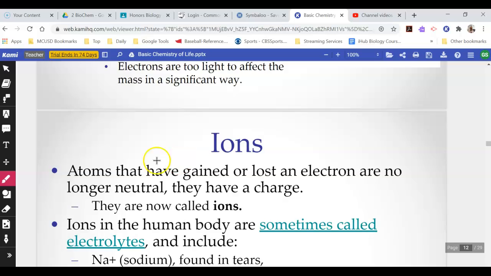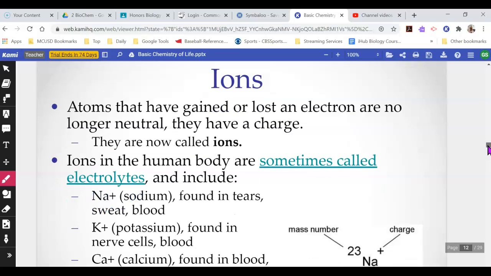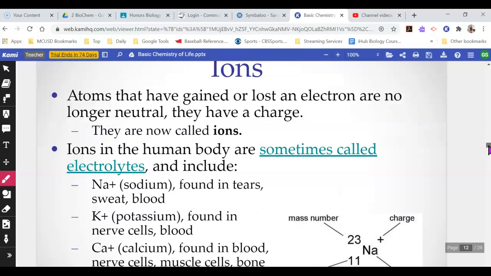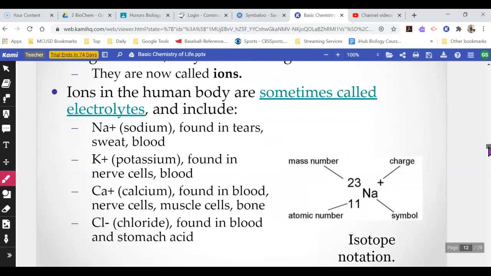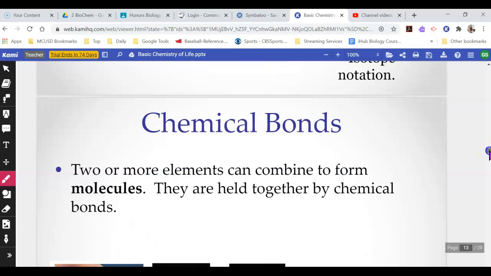Ions. So ions, again, are going to be atoms that either gain or lose electrons. Remember, electrons are going to be the part of the atom that interacts with other atoms. So if you're gaining or losing electrons, you now become an ion, and you can have positive or negative ions. And a lot of these are important to biological systems, including our own body.